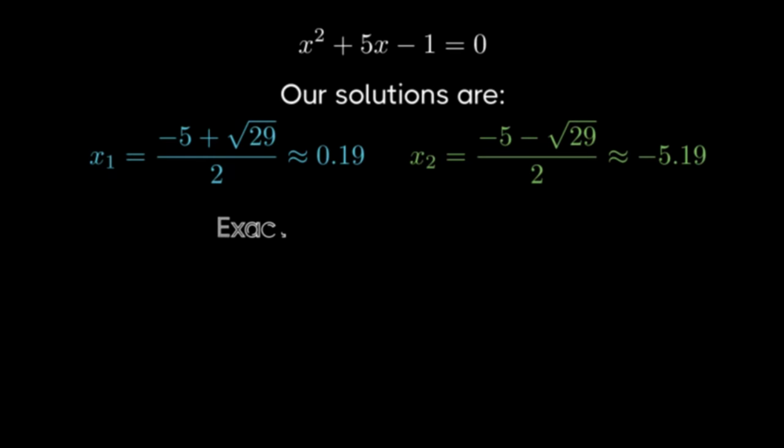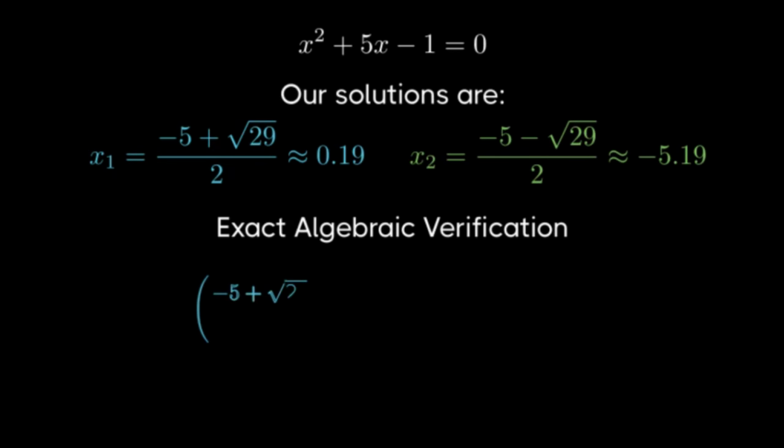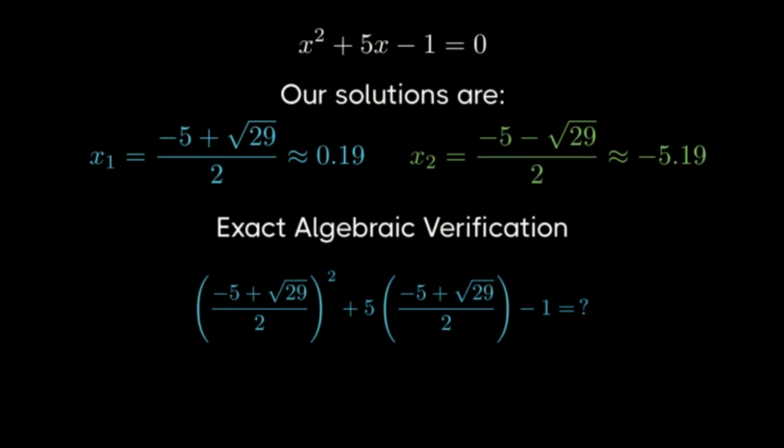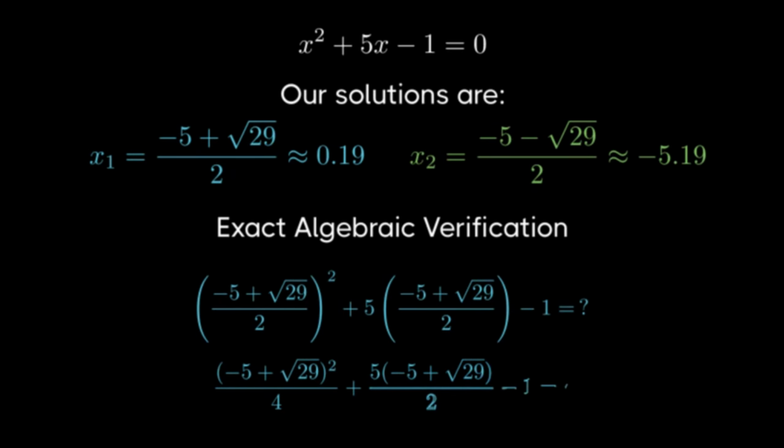While our decimal approximations give us results very close to 0, we can also verify our solutions using exact algebraic forms to get a precise result. Let's see how that works. For our first solution, let's substitute the exact form, negative 5 plus the square root of 29, all divided by 2, into our quadratic equation. First, let's square the fraction in the first term. When we square a fraction, we square the numerator and denominator separately. So we get the quantity negative 5 plus square root of 29 squared divided by 4.